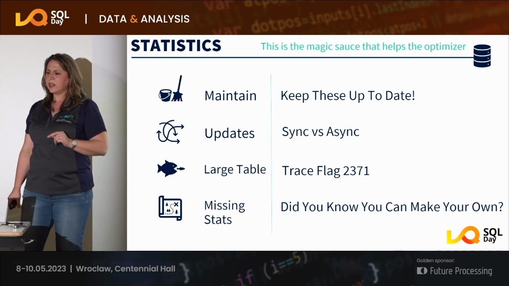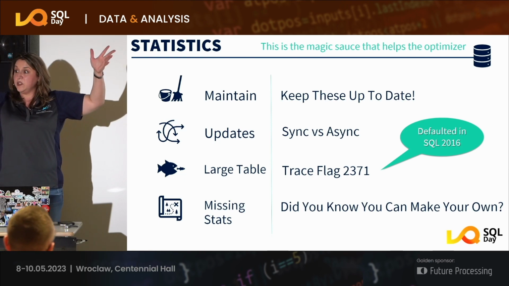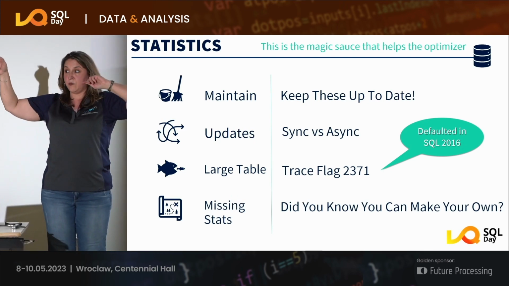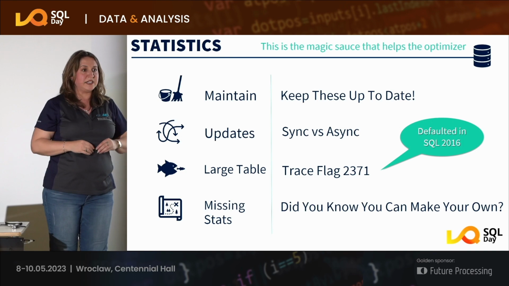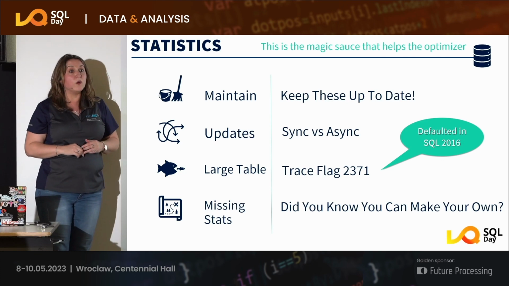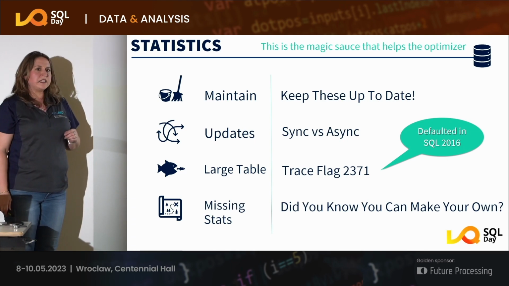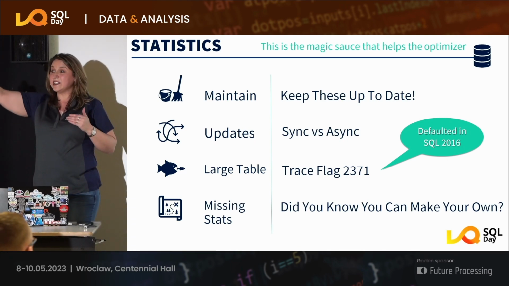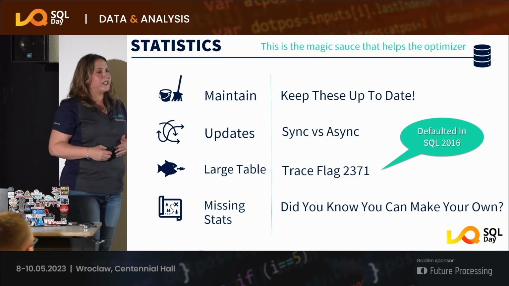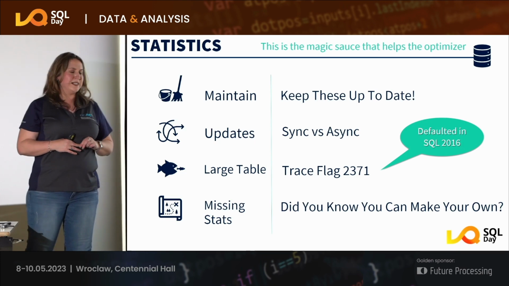Trace flag 2371. If you are prior to 2016, and you have a really, really large table, millions and millions of rows, for auto statistics to actually kick in, it's a change of 20% plus 500 rows. Then it'll give you a new statistic. Well, for a really large table, 20% is a lot. You may be looking at some really old, stale statistics with some data change that you need to account for. Trace flag 2371 changes that algorithm to a sliding scale, and you will get newer statistics faster. That is so important that after 2016, it's defaulted and the behavior changed. So that's a trace flag you should go back and look at prior to 2016.